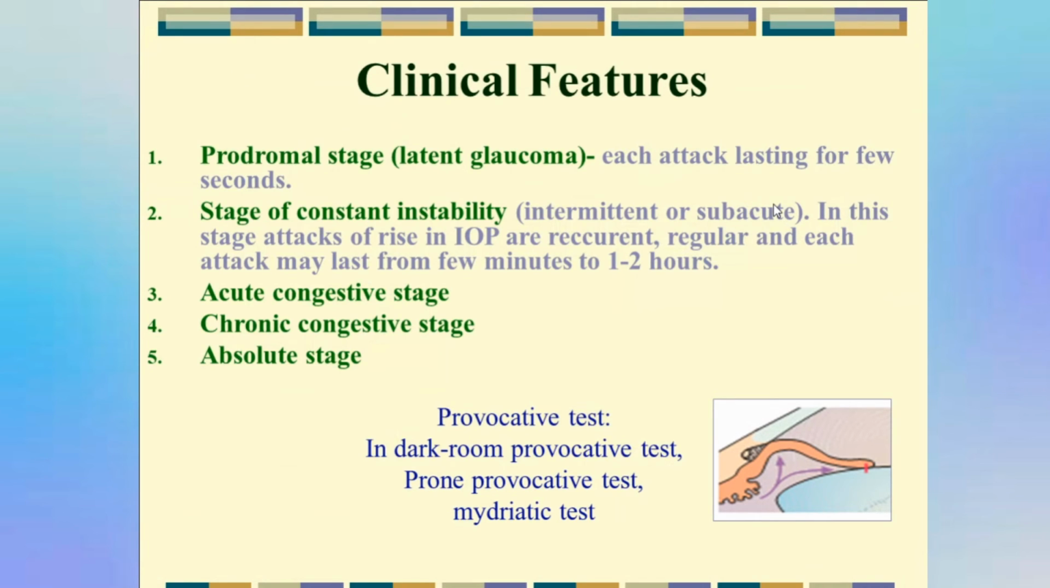Clinical features of primary angle closure glaucoma. There are substages. The first, prodromal stage or latent glaucoma. Each attack lasts for a few seconds. Second, stage of constant instability. In this stage, attacks of rise of intraocular pressure are recurrent, regular, and each attack may last from a few minutes to 1-2 hours. The third stage, acute congestive stage. Fourth, chronic congestive stage. And fifth stage, absolute stage.